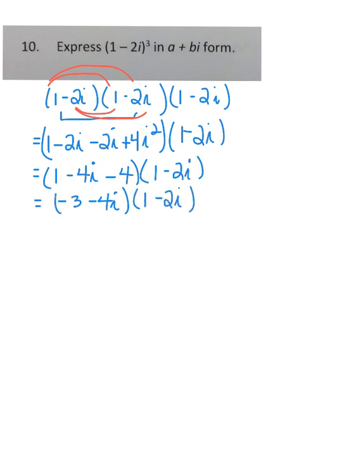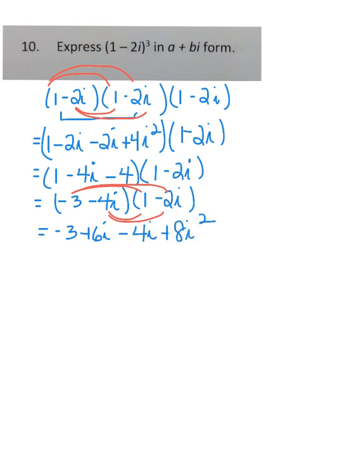So now if you look at this, this is one binomial multiplied by another binomial, which is what I did in the very beginning, right? So I'm going to do the same exact thing as what I did in the very beginning. So I'm going to distribute. I'm going to start by distributing my negative 3 through. How about we do that first, okay? And that's going to give me negative 3 plus 6i. And then after that, I'm going to distribute my negative 4i through.